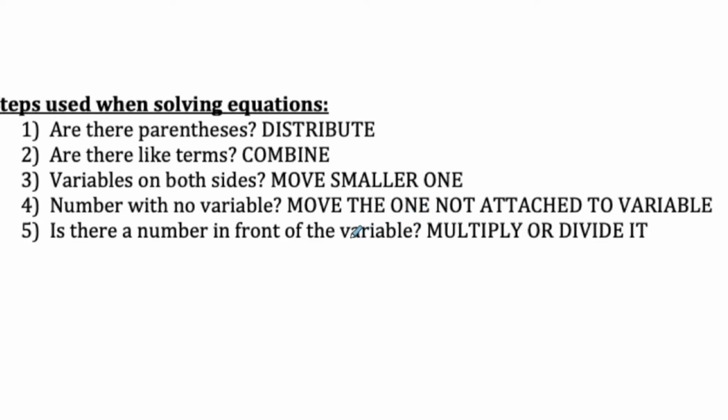Next, is there a number that has no variable? And if there is, we need to move that one away from the variable, so we move the number that is not attached to the variable. And then the last thing, if there is a number in front of the variable other than 1, we multiply it or divide it to get that over to the other side.